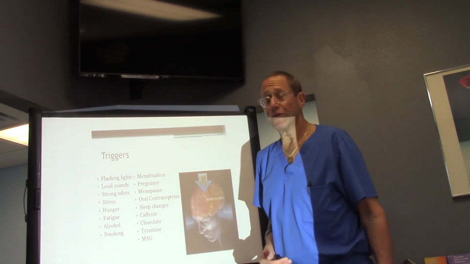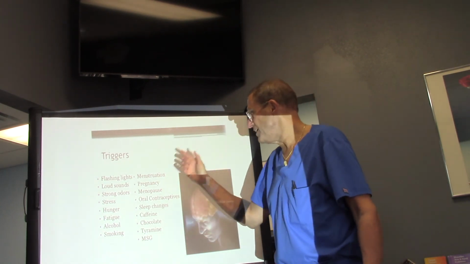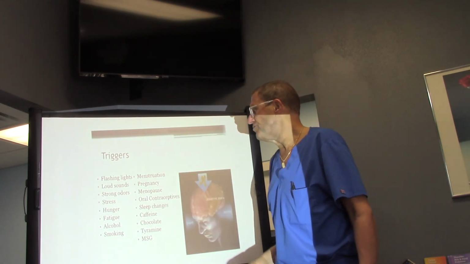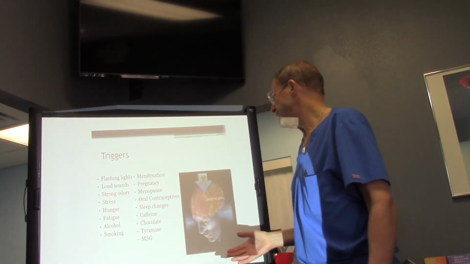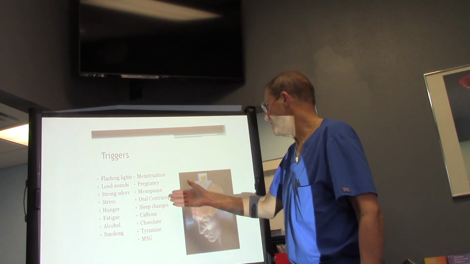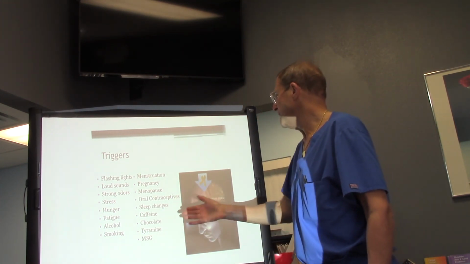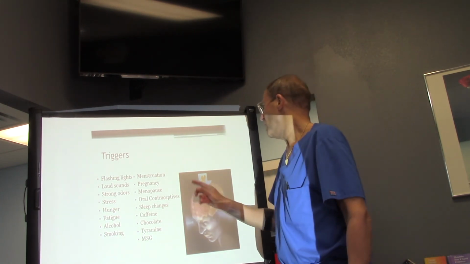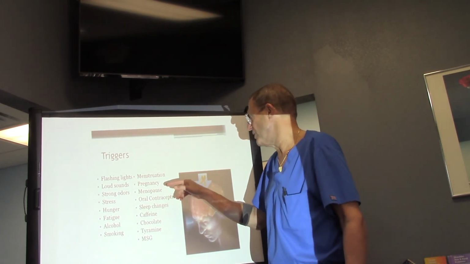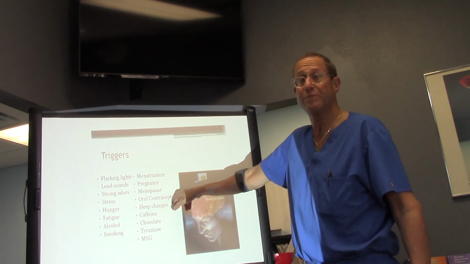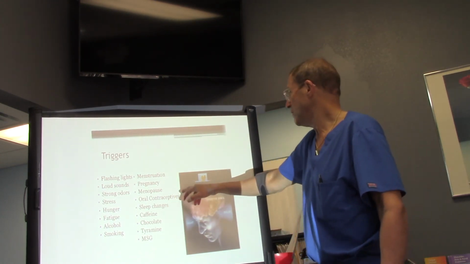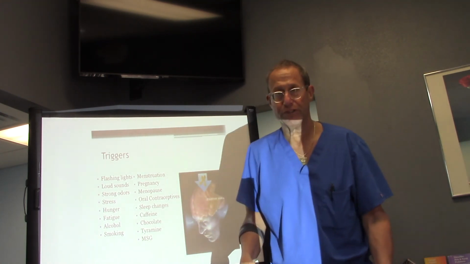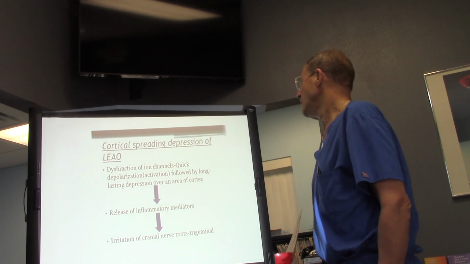Triggers. Okay, what can trigger the migraine headaches? Flashing lights, loud sounds, strong odors, stress, hunger, fatigue, alcohol, certain foods like cheese, chocolate, caffeine will trigger it. MSG, okay, heavily used in Chinese food. Oral contraceptives can trigger headaches, menopause, and oral contraceptives sometimes will even relieve migraine headaches. Pregnancy, menstruation, all these things are triggers as far as migraines are concerned.